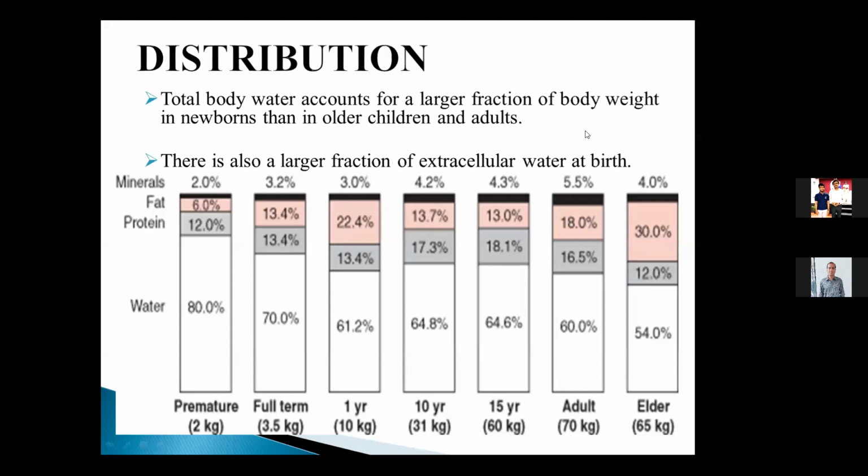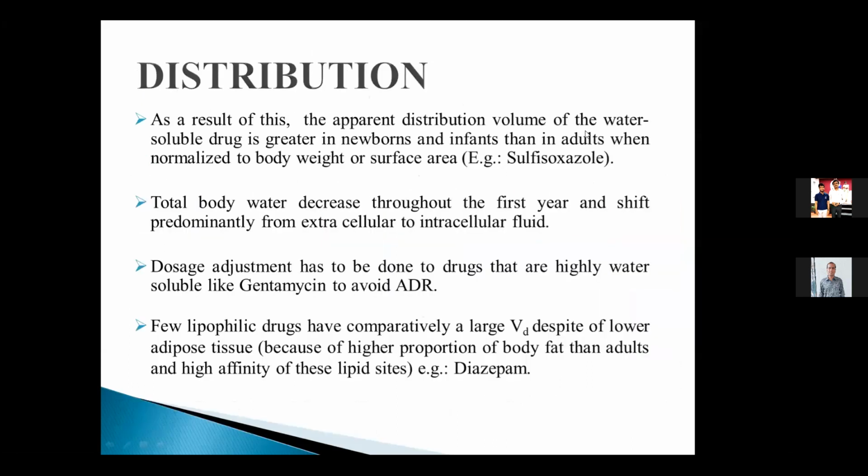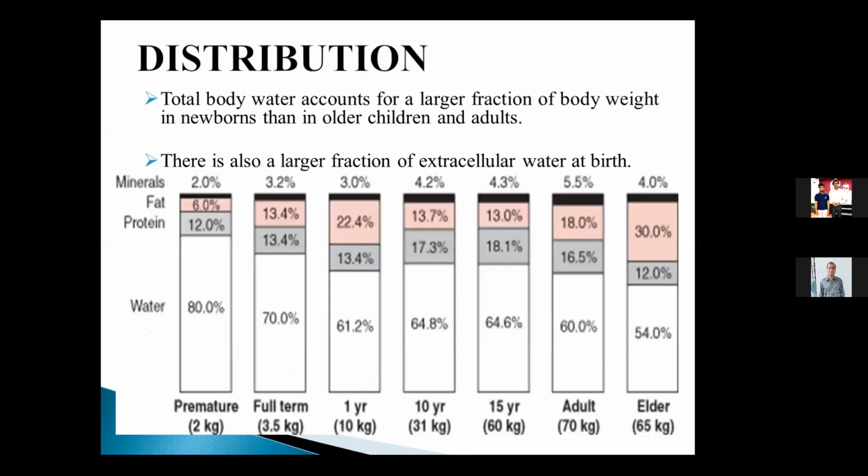And this one, distribution. As a result of this, the apparent distribution volume of water soluble drugs is greater in newborns and infants than in adults when normalized to body weight. Total body water accounts for a larger fraction of the body weight in the newborn than in older children and adults. There is also a larger fraction of extravascular water than in adults.